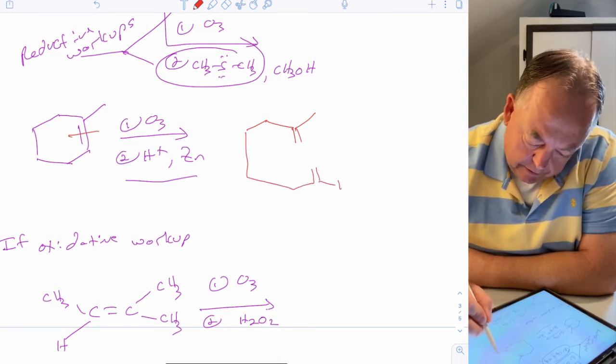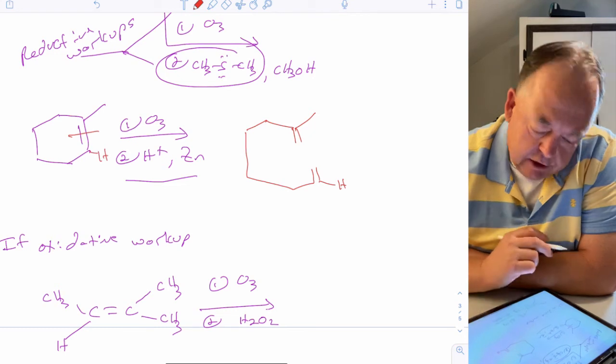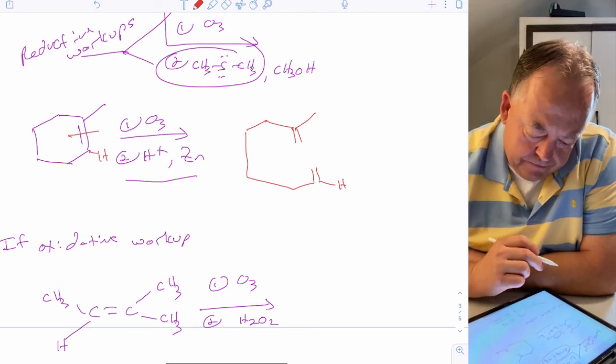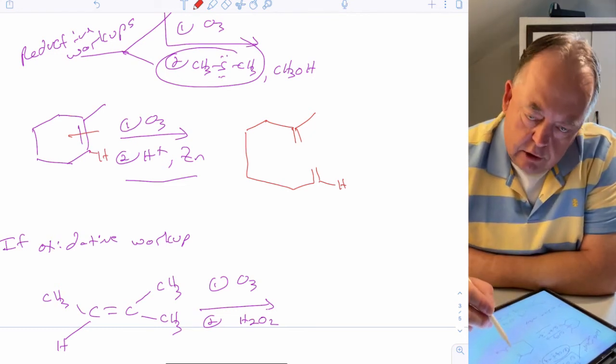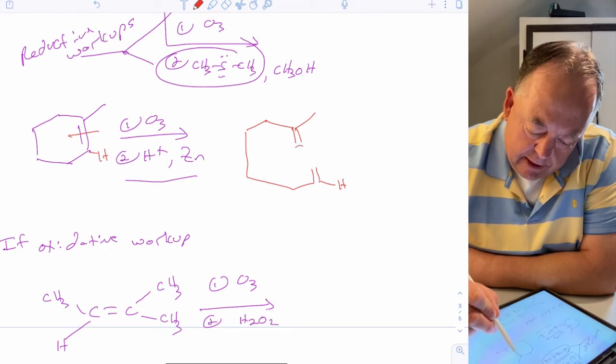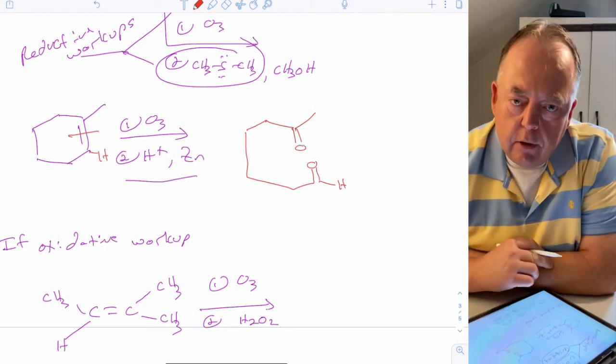So this carbon, of course, has a hydrogen on it. It's just not shown. Okay, so we took the double bond, broke it in half, and now stick oxygen in, and there's your product.